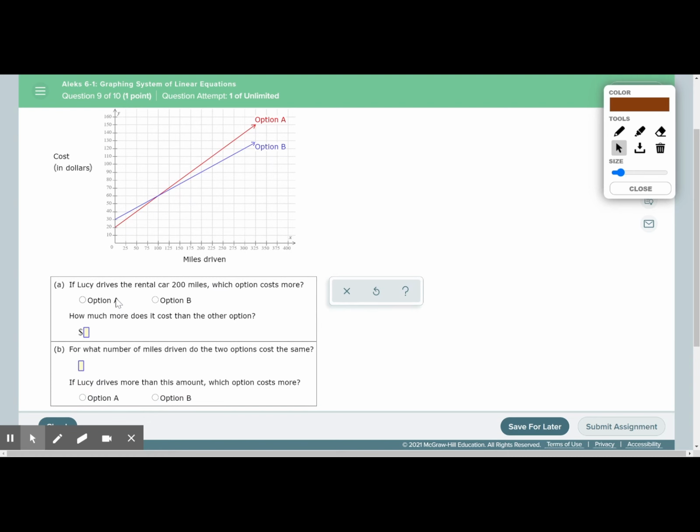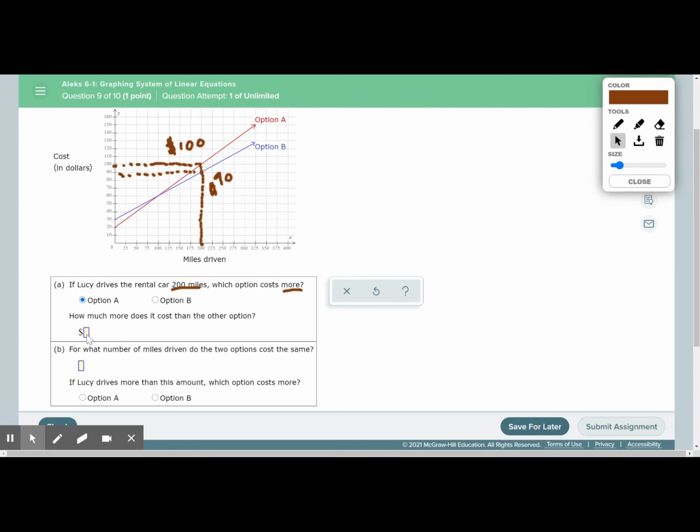If Lucy drives a rental car 200 miles, which option costs more? Okay, which option will cost more for 200 miles? So here's 200 miles. Option B is the blue line. It's going to cost about $90. For option A, you have to go a little bit higher. So that will be $100 for option A. So which one costs more? The answer will be option A.